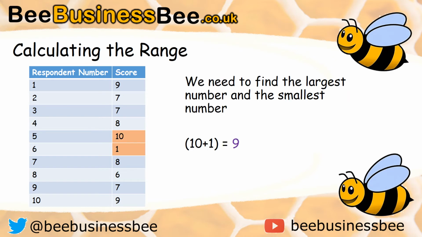So all we need to do now is work out where our largest number is and what our smallest number is. So in turn you can see that our smallest number is 1 and our largest number is 10. So we take those away and we're left with the value 9, and that is our range calculated. It really is as simple as that.